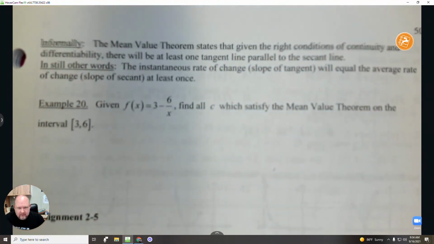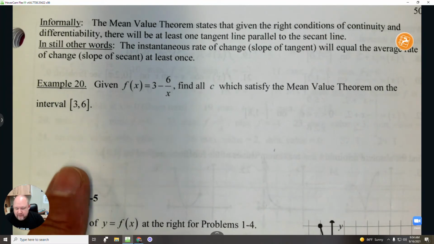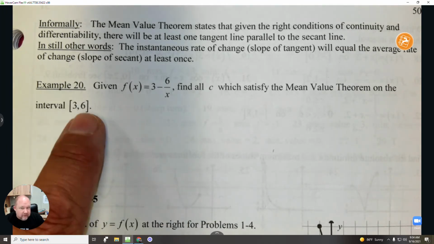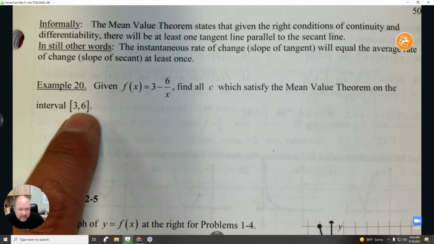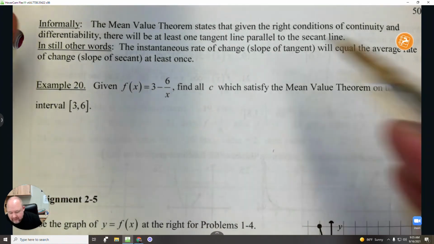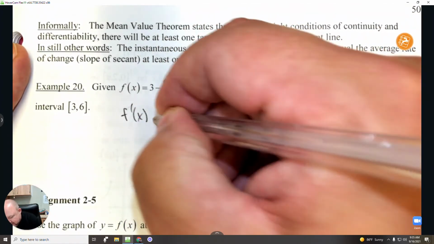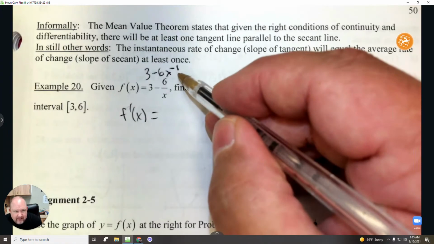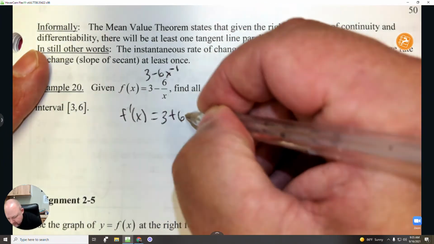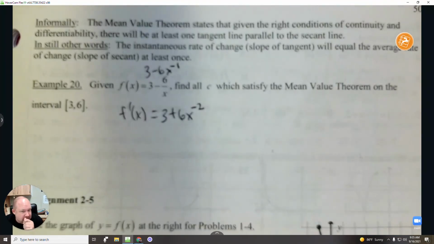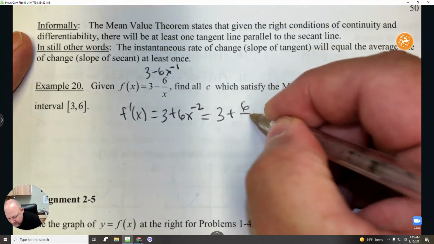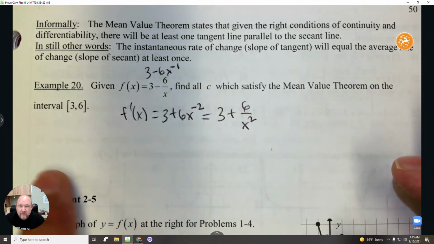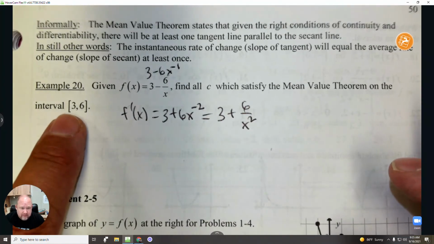So step number 1. From 3 to 6. So first of all, at 0, it wouldn't work. But 0 is not in my interval. So this is continuous and it is differentiable from 3 to 6. So if I take the derivative here, this is 3 subtract 6 to the negative 1. So a negative times a negative is positive 6 to the negative 2. So if I write it this way, you can tell that the derivative is undefined also at 0, and that's it. So in this interval, it's fine. 0 is the bad number here.